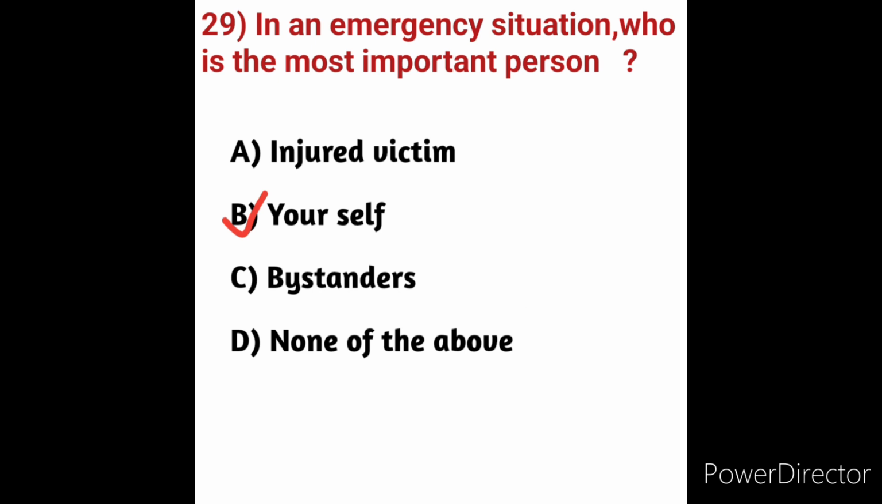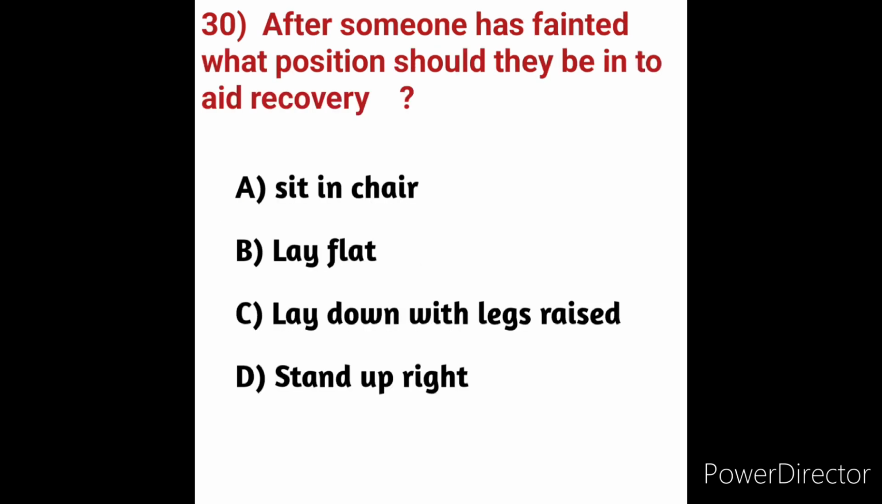Next we will move on to question number 30. This is the last question in this video. After someone has fainted, what position should they be in to aid recovery? Which position should we give the fainted patient for recovery? We will see the options. Option A, sit in chair. Option B, lay flat. Option C, lay down with legs raised. Option D, stand upright.